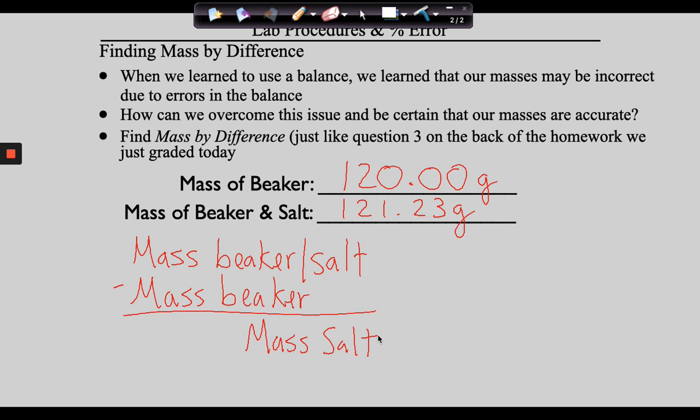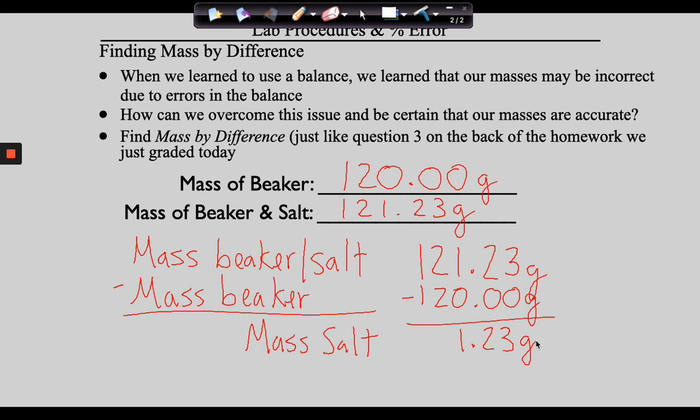Then we need to show our readers what those numbers actually are. You have the advantage of having lined paper. I don't have any, but we're going to do this. We're going to move across, and leaving a little space, the mass of our beaker and salt is 121.23 grams. Then we are subtracting from that the mass of the beaker. Guys, notice I'm going to line up my digits and my decimals. This is 120.00 grams, and that results in the mass of the salt, which is 1.23 grams. This and only this is how we represent mass by difference.